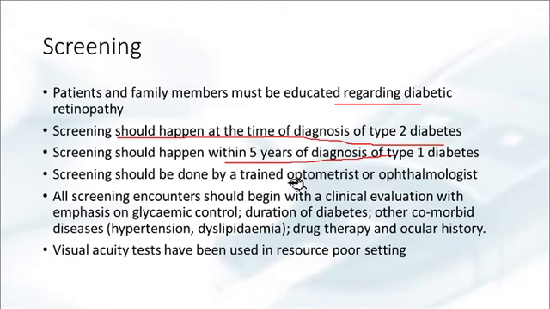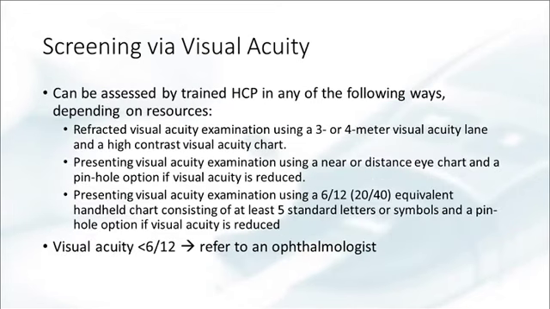So screening should ideally be done by a trained optometrist or ophthalmologist. All screening encounters should begin with a clinical evaluation, an emphasis on glycemic control, understanding the duration of diabetes, looking for other comorbid conditions like hypertension and dyslipidemia, as well as drug therapy and a general ocular history. Visual acuity tests are what we will generally use in a resource-poor setting like South Africa. There is some debate, however, as to whether visual acuity tests are good enough, but at this point, this is just what we have. So, a trained healthcare professional can assess visual acuity.